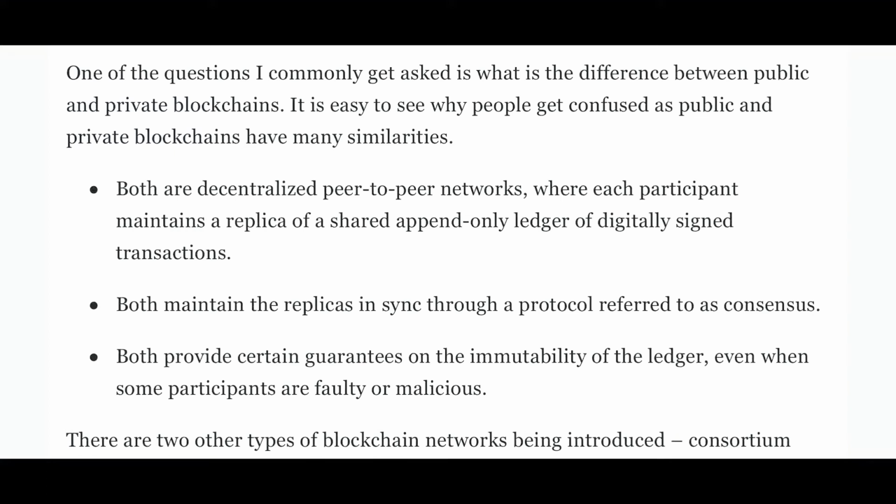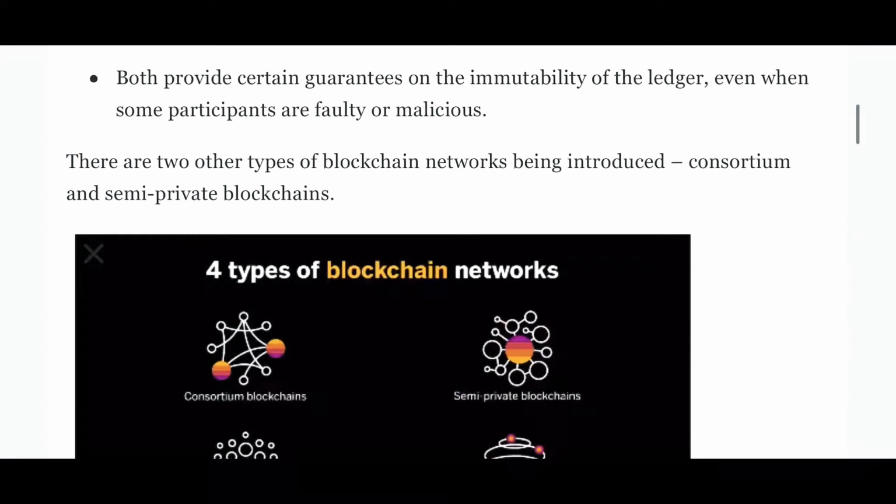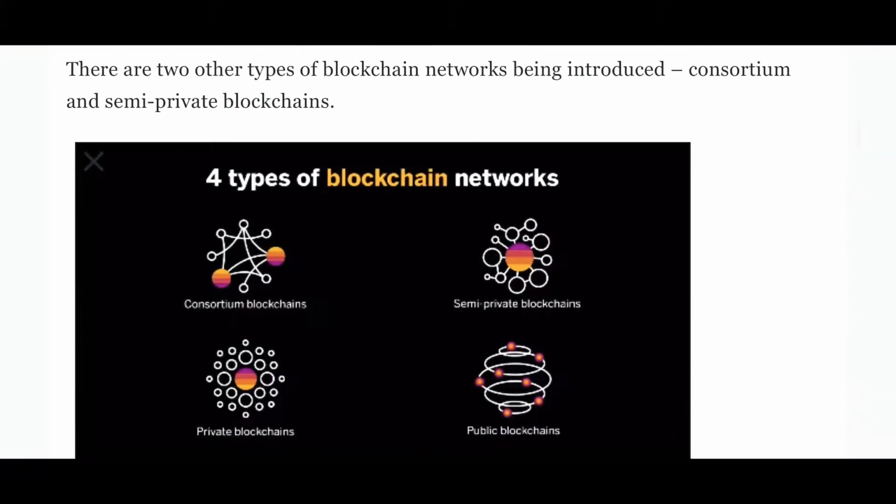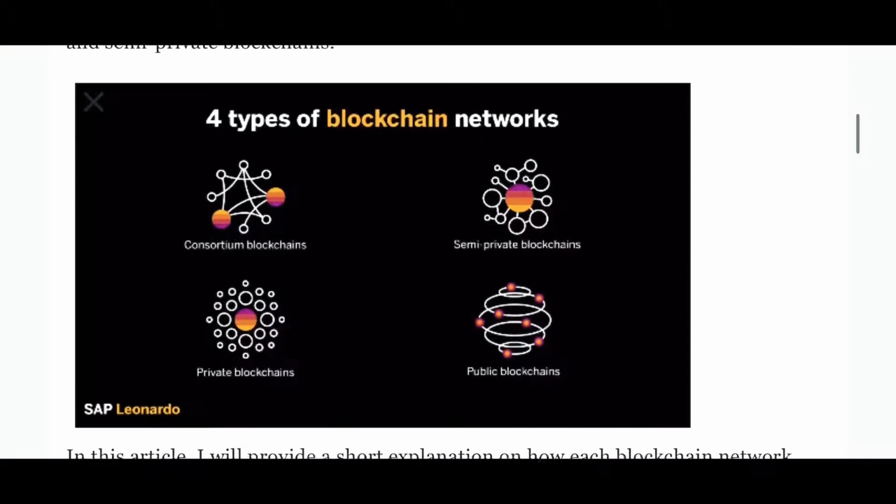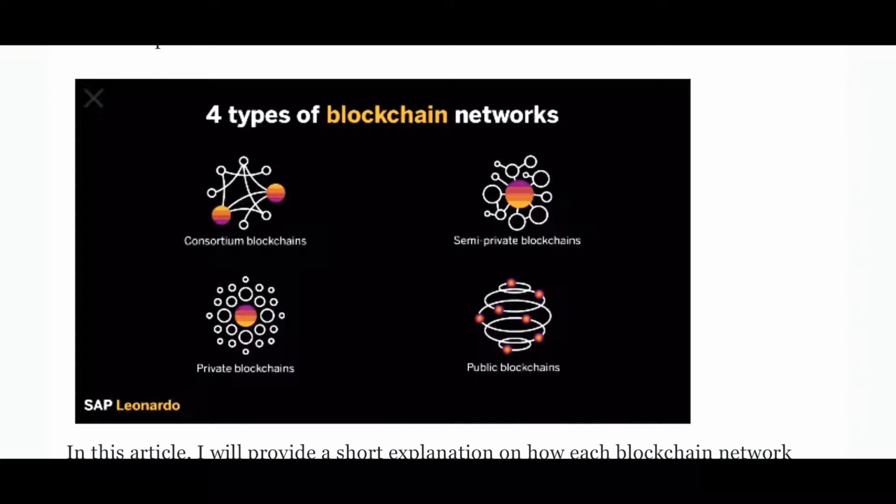Both provide certain guarantees on the immutability of the ledger, even when some participants are faulty or malicious. There are 2 other types of blockchain networks being introduced: consortium and semi-private blockchain. Okay, here are the 4 types, guys. 4 types of blockchain networks. There's consortium blockchain, private blockchain, public blockchain, semi-private blockchain.